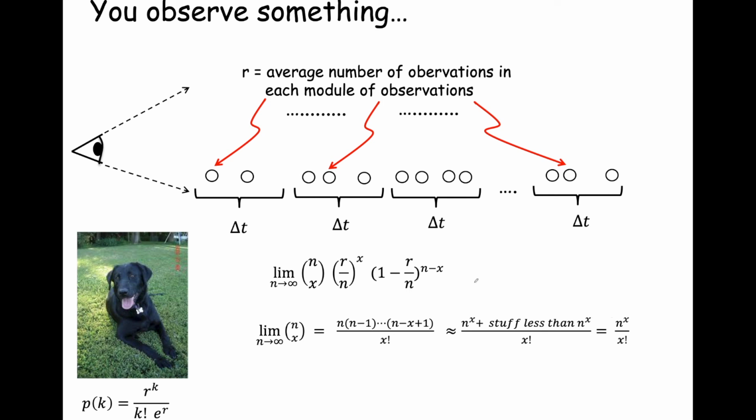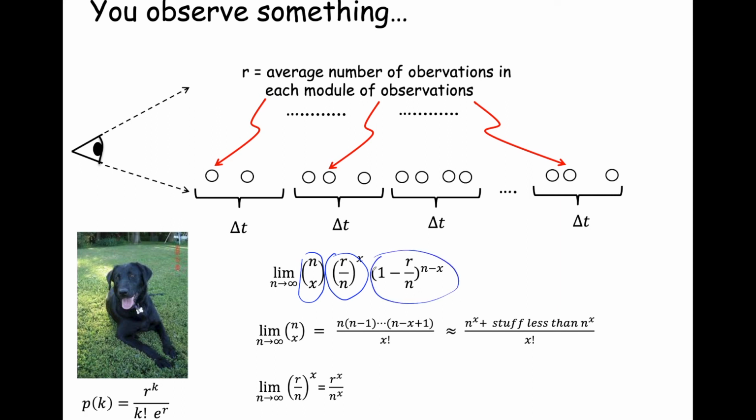I'm not done yet. This is my result for the first term. So now let's look at the second term. Well, I'm just going to set that aside. If I have the limit as n goes to infinity, that's just r to the x power over n to the x power. And I'm going to set that aside. That's my second term, because I want to take the limit for the first term, the limit for the second term, the limit for the third term, and then I'm going to multiply them together to show what happens as n gets really big, as n goes to infinity.